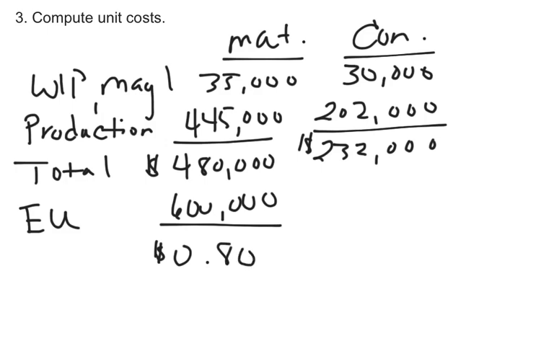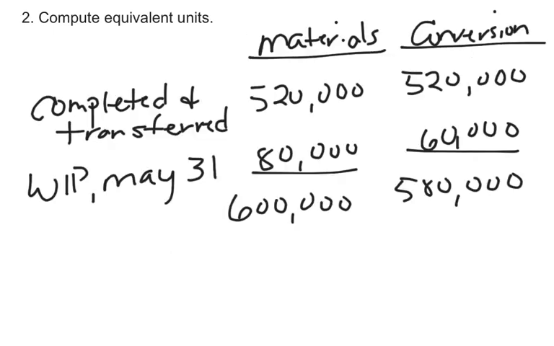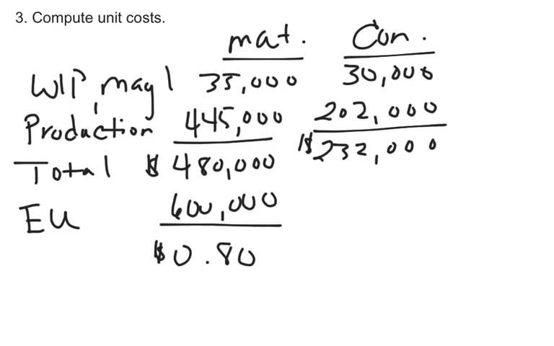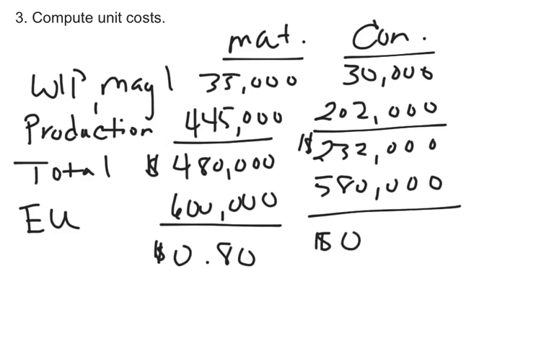480,000 divided by 600,000 units gives me 80 cents. For conversion, our total equivalent units were 580,000. So, sorry, not dollars, 580,000 units. So we're going to divide that into $232,000, and that gives me 40 cents per equivalent unit for conversion.